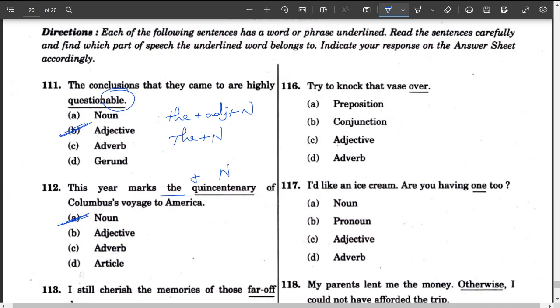Try to knock that vase over. Knock over. Over is the adverb form here. Okay, that is the preposition of place. Next, I would like an ice cream. Are you having one? Two. One in the sense referring to the pronoun. Okay, that is b.